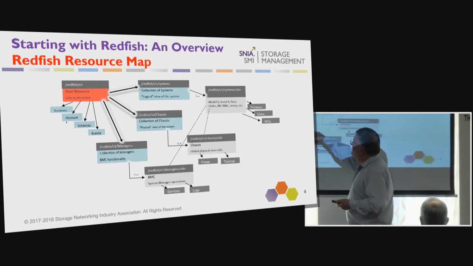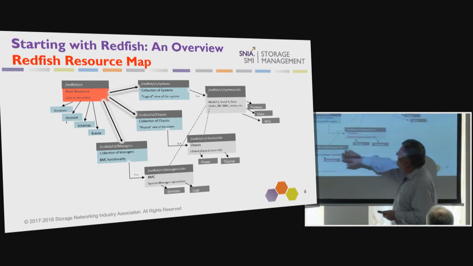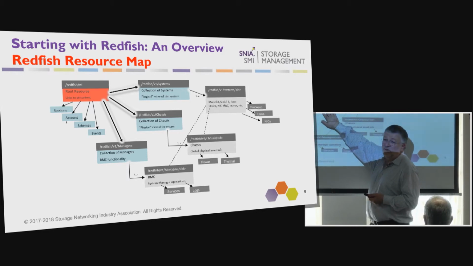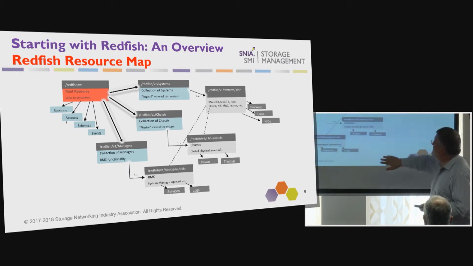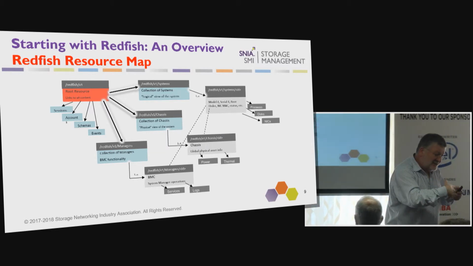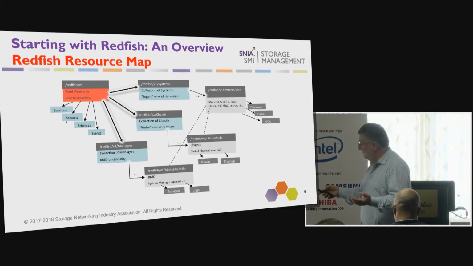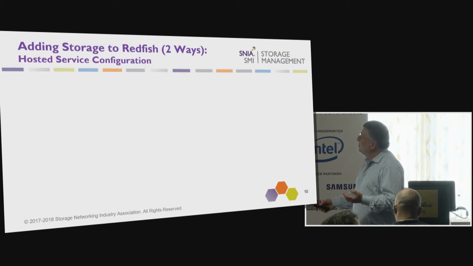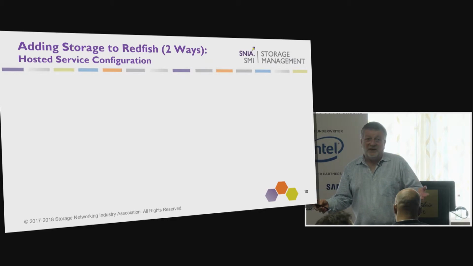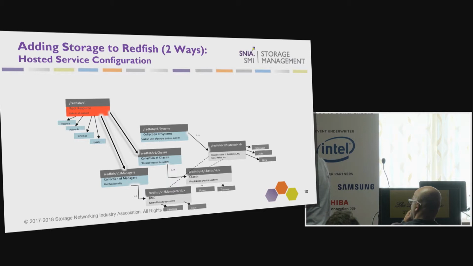And then you've got a collection of managers. And these managers do things like, for instance, have information on the physical view of the box, a chassis view, and then there's a logical view of the box, the systems that live on it. And that set of cascading information allows you to go out there and manage a server. So what we did was provide two ways to add storage to this environment. The first is the hosted service configuration.